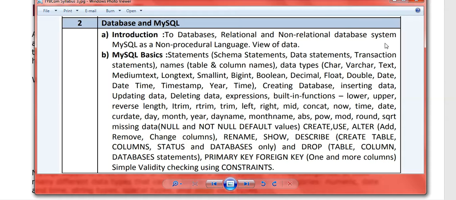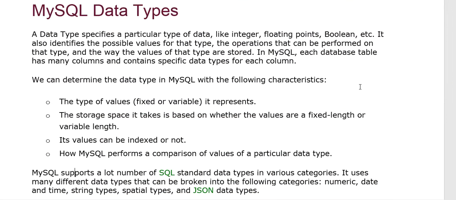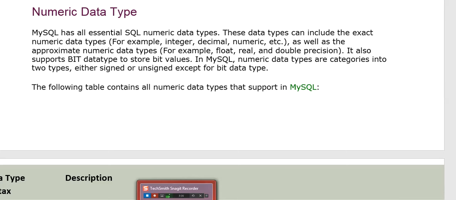Okay, guys. Now continuing to the slides. Starting with what we are seeing over here, numeric data type. MySQL has all the essential SQL numeric data types. These data types include the exact numeric data types, for example, integer, decimal, numeric, and so on. The first data type that you will commonly be using is the numeric. You need to identify which data exists in this category, define that data type, and then you can store those types of values in this numeric data type.